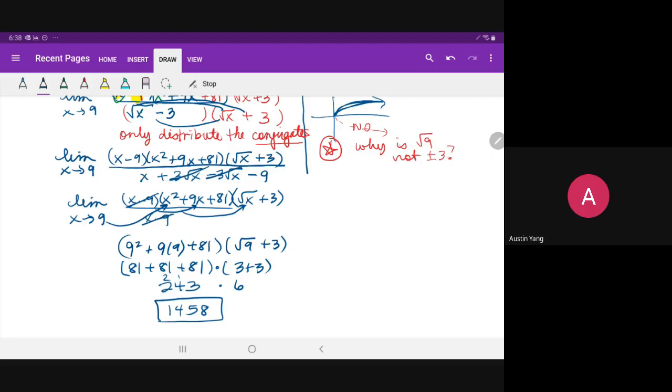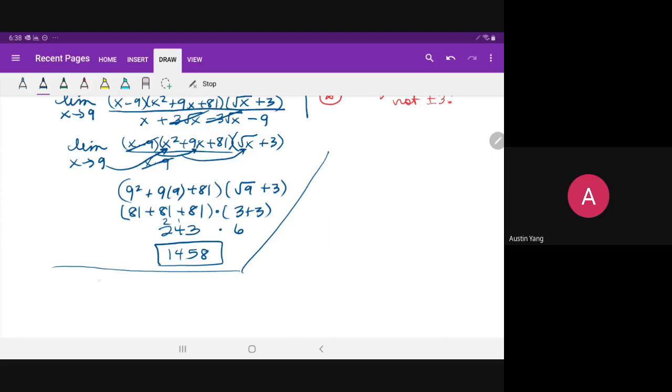Okay, so the ones with square roots, usually you multiply by the conjugate. Now, one thing that's kind of cool, let me show you something. I'll show you down here, if I had a situation that was like this, I'm trying to think of one.